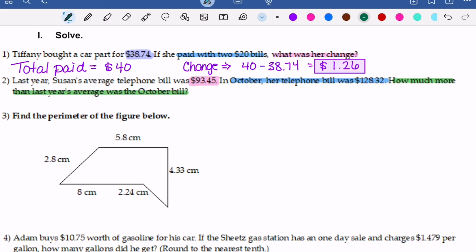Anytime you see this how much more, well, it's just trying to figure out what was the difference, right? Like how different were the two things? And to find a difference, you're just subtracting. So we're just trying to find the difference in those two bills. So our first bill that was higher, because we always want to subtract the bigger minus the smaller. That's why I switched those orders there. And so the difference in the two bills, $34.87.